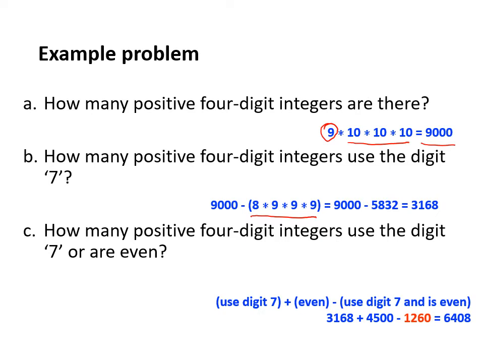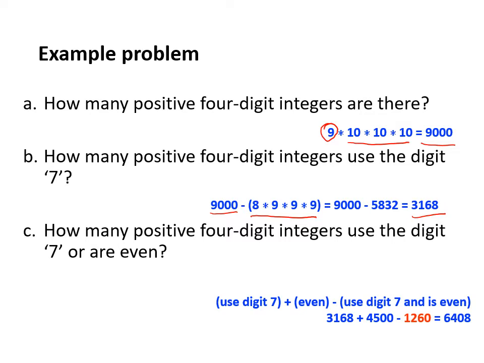And we have to subtract that from the total number of 9,000. And what we get is 3,168. Okay? Part C, how many positive 4-digit integers use the digit 7 or are even? So we can compute this using our rule of sum with overlap.